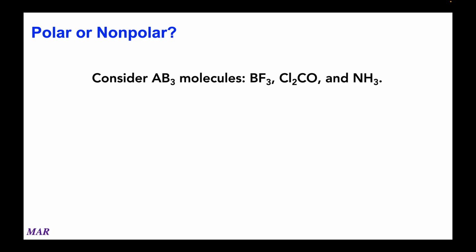All three of these molecules have a central atom and three atoms around the central atom, or AB3. So BF3, Cl2CO, and NH3. In boron trifluoride, boron would be the A, the central atom, and the three fluorines would be the three Bs. In Cl2CO, the carbon is central, and it has two chlorines and an oxygen around it. And with ammonia on the far right, nitrogen would be the central atom A, and each B atom would be one of the hydrogens.